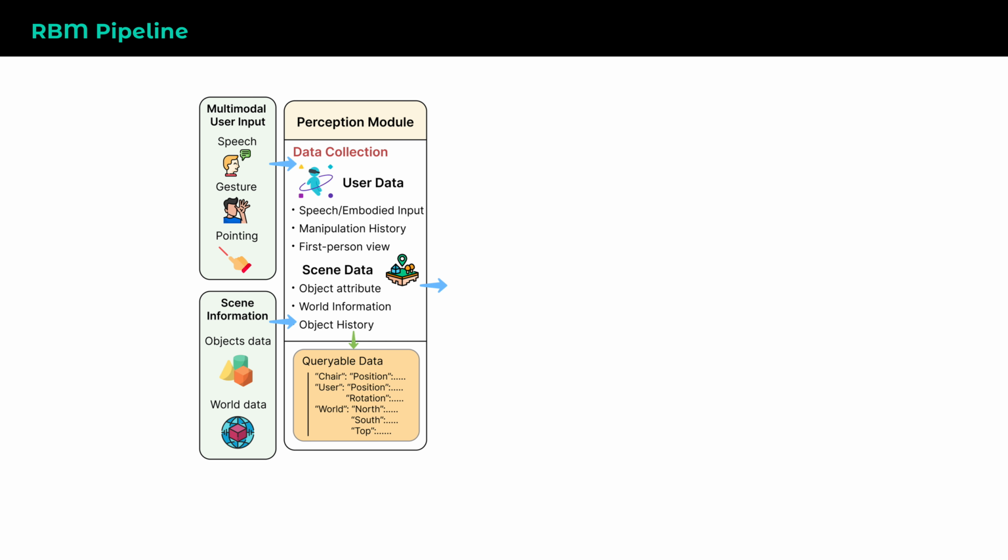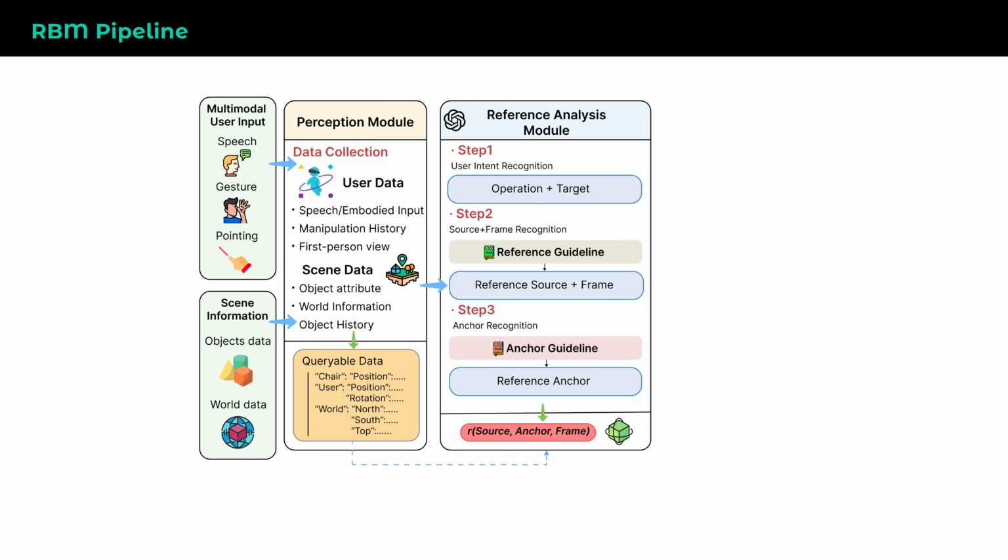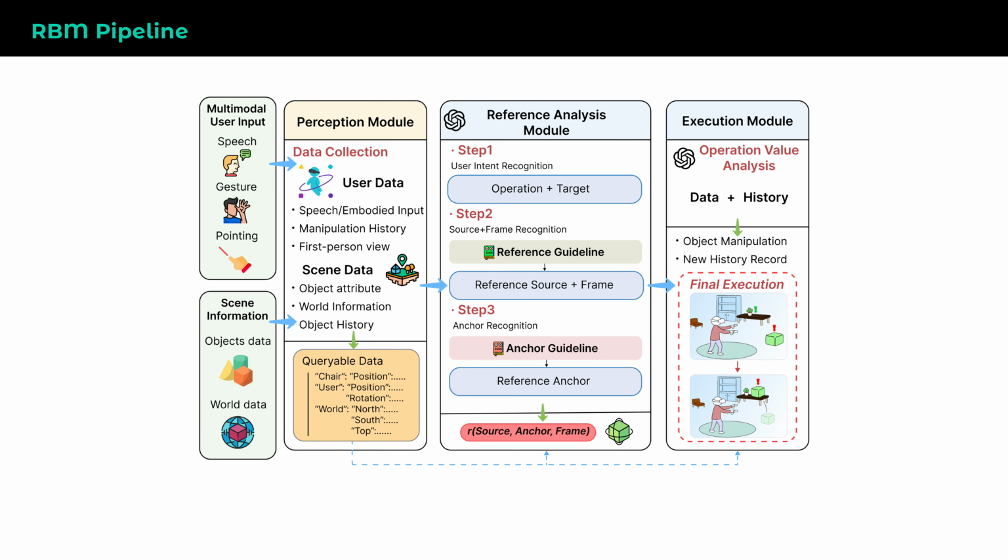Perception turns the live scene and the user's speech, gesture, and viewpoint into queryable data. Reference analysis uses an LLM, grounded in example references from our study, to resolve each instruction into source, anchor, frame. Execution retrieves the relevant attributes, computes the transformation, and applies it, carrying state forward so iterative and progressive references work across turns. Next, we demonstrate a set of example interaction techniques built on the RBM pipeline.